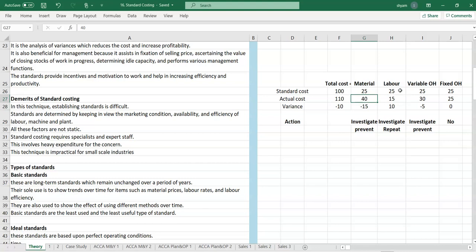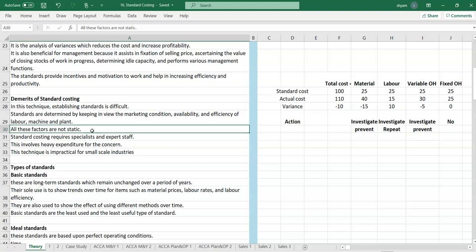Okay, so laborers are charging 25 currently. Due to the efficiency with which we are making them work, they are coming at 215. Okay, so we don't know exactly where the cost can go up or down. The standard is fixed as per the current circumstances, but we can never know where the numbers will move in the future. All these factors will not be staying constant. So the price can go up and down. So we cannot say the standard is always a proper number.